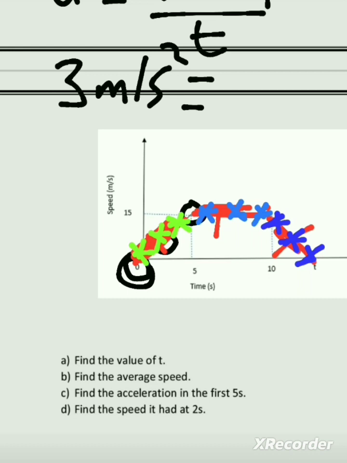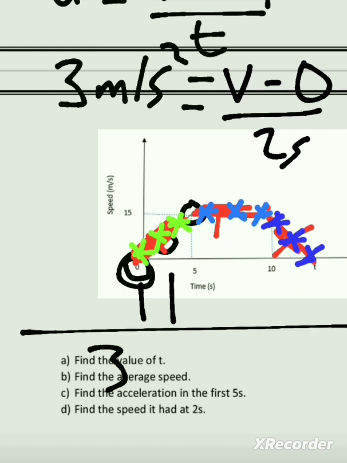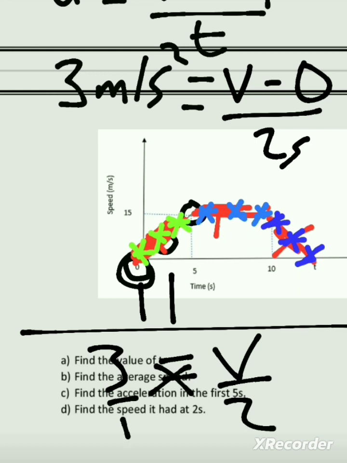Now we want to find the speed at 2 seconds, using the acceleration from 0 to 2 seconds. The final velocity at 2 seconds we don't know, but the initial velocity we know is 0, and the time is 2 seconds. So we solve for v. It's going to be 3 equals v minus 0 over 2. We can cross multiply: v equals 3 times 2, which is 6 meters per second. So this is the speed at 2 seconds.